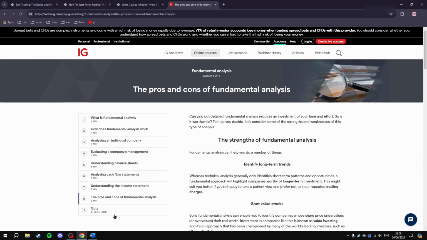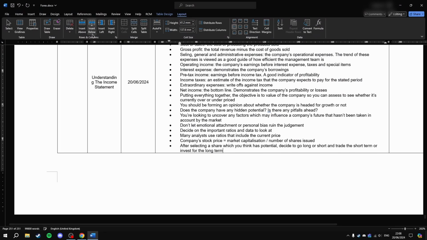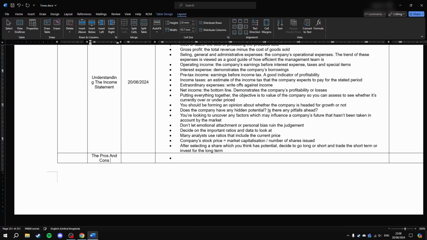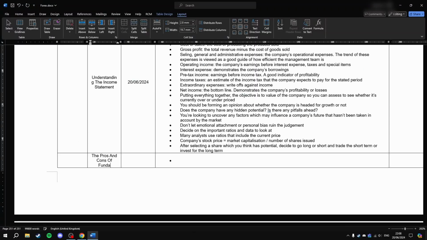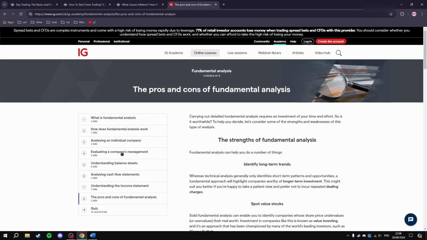Cool. The pros and cons of fundamental analysis. Carrying out detailed fundamental analysis requires an investment of your time and efforts. So is it worthwhile? To help you decide, let's consider some of the strengths and weaknesses of this type of analysis.